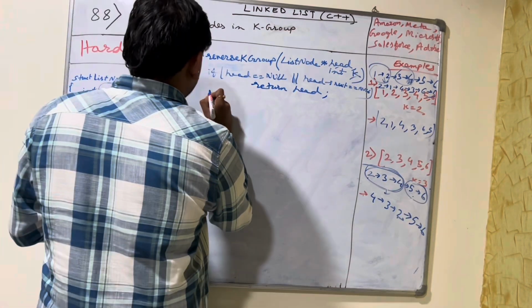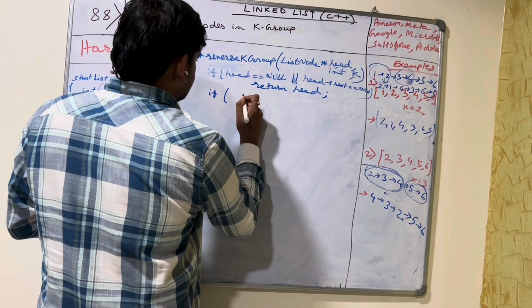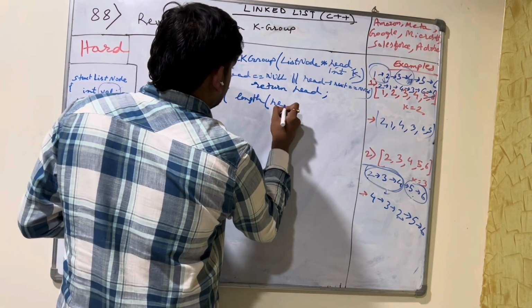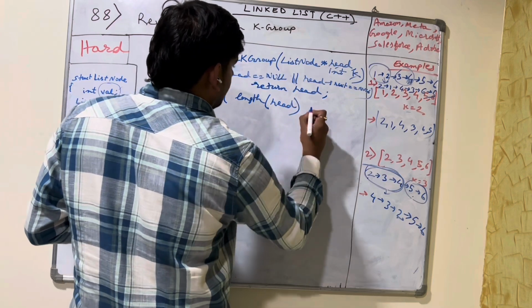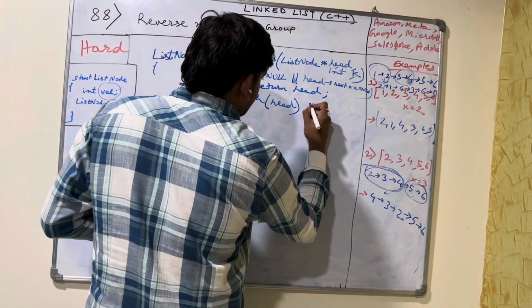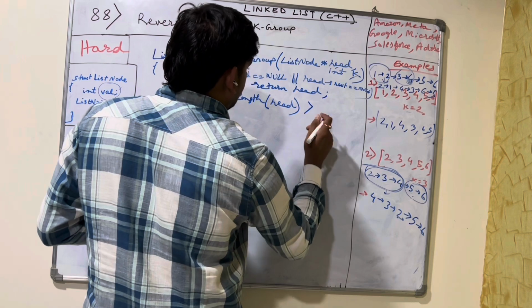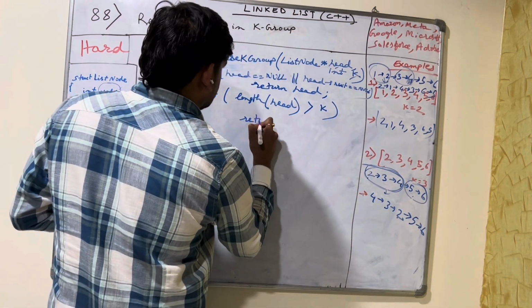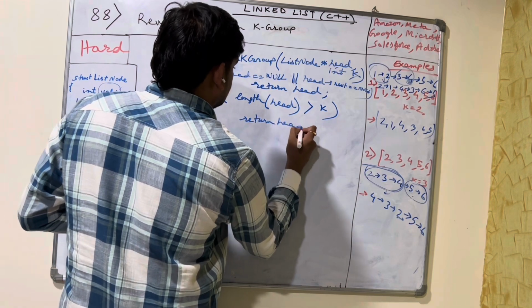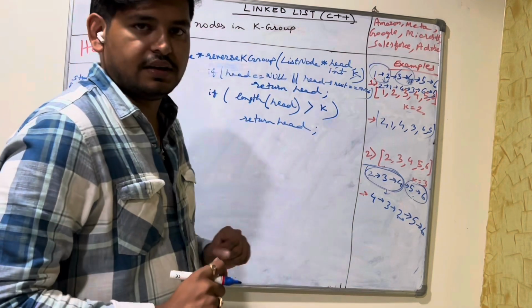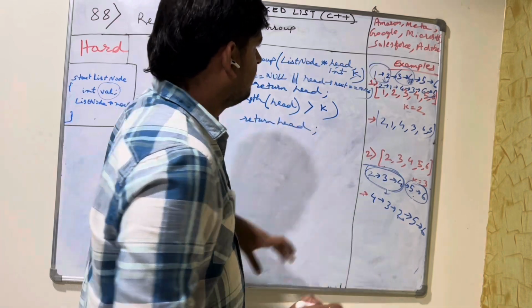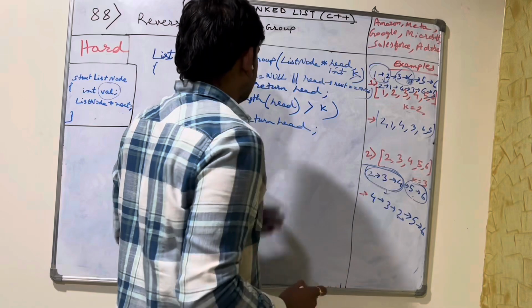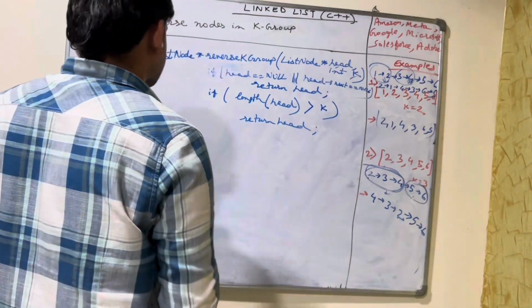Next, if the length of head is less than k, return head. This is also true, right? If the length of the head is, say, k was 7 and the size is like 6 or 5, return the head, it can't be reversed.